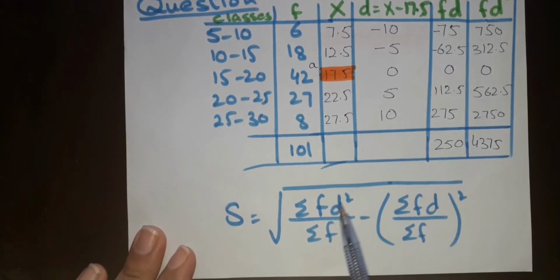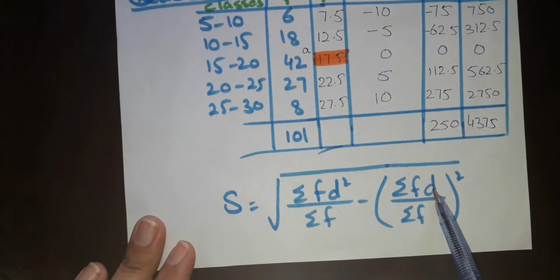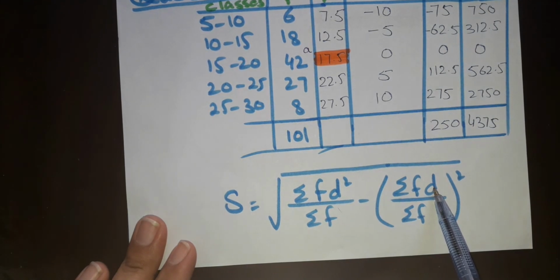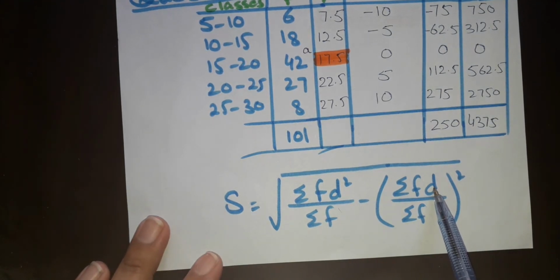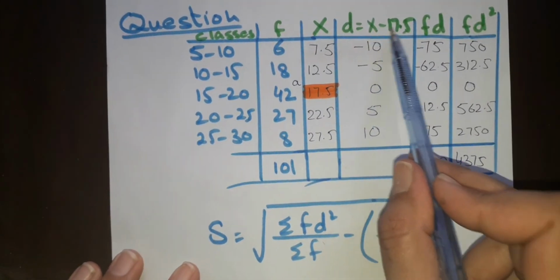So students, write this formula here, and for this formula we need this column. First this column, the column of D. How can we make this column? D is equal to X minus A.